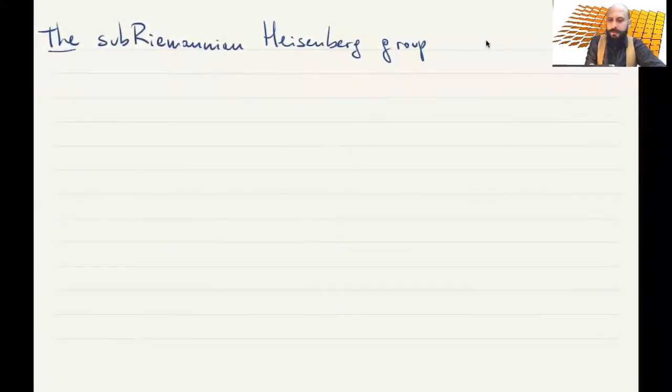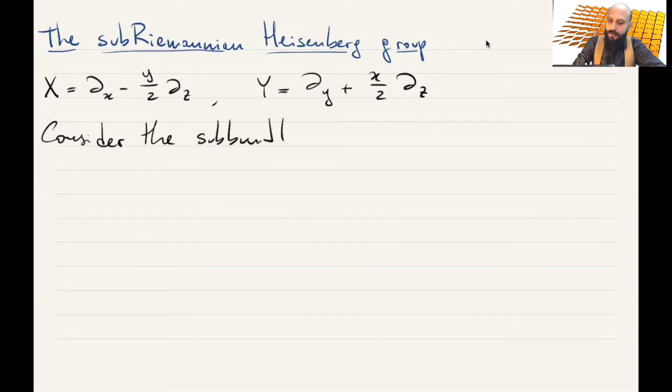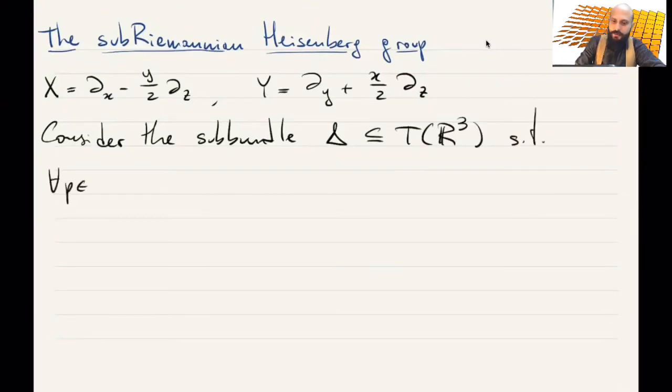In our model for the sub-Riemannian Heisenberg group, we have the vectors X, that is ∂x minus y over 2 ∂z, and Y equal to ∂y plus x over 2 ∂z. And we consider the subbundle Δ of the tangent bundle such that the fiber at every point P is equal to the span of the two vectors X at P and Y at P.